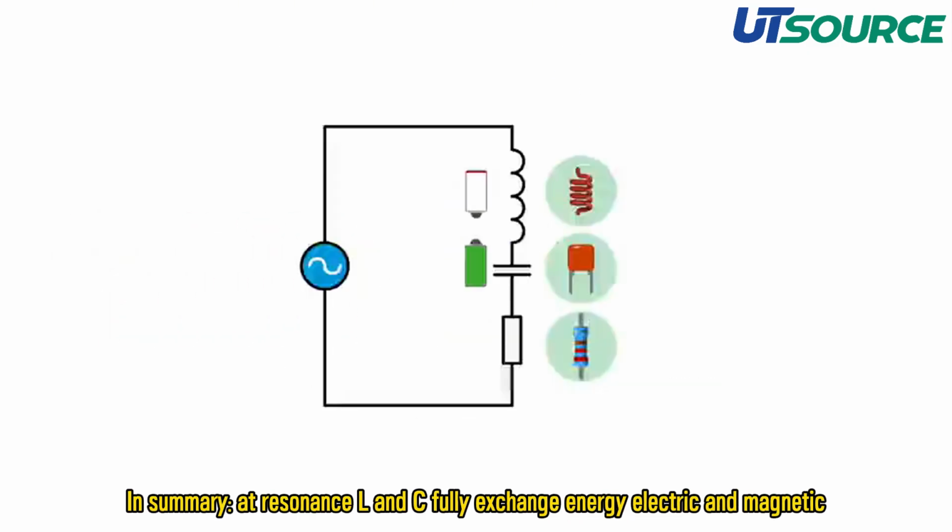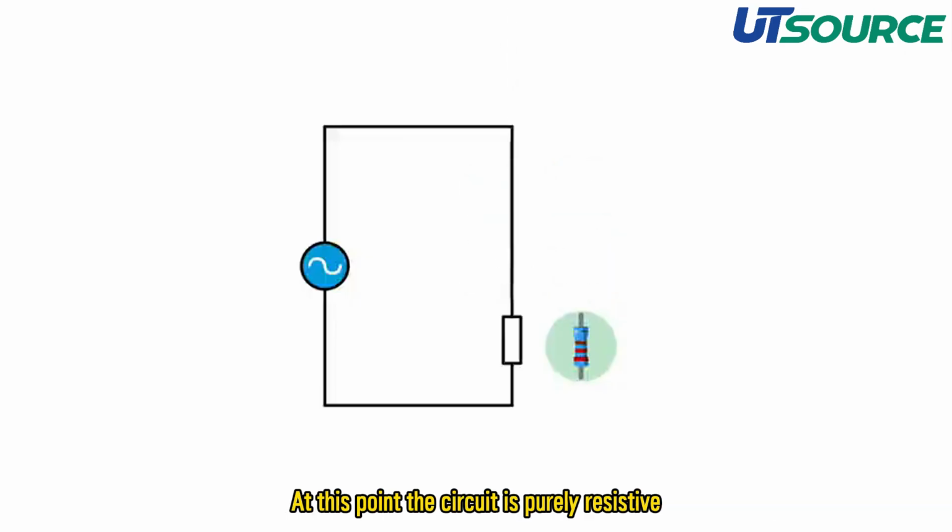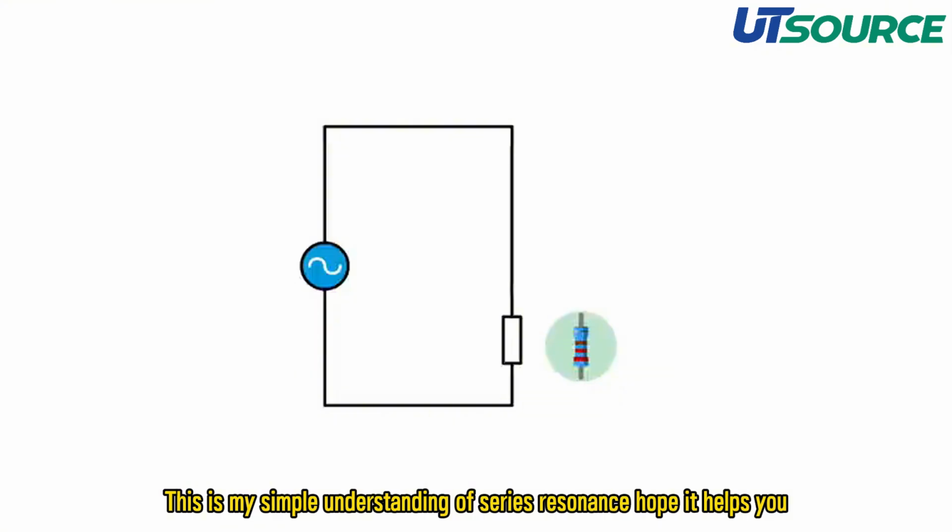In summary, at resonance, L and C fully exchange energy, electric and magnetic. At this point, the circuit is purely resistive. This is my simple understanding of series resonance. Hope it helps you.